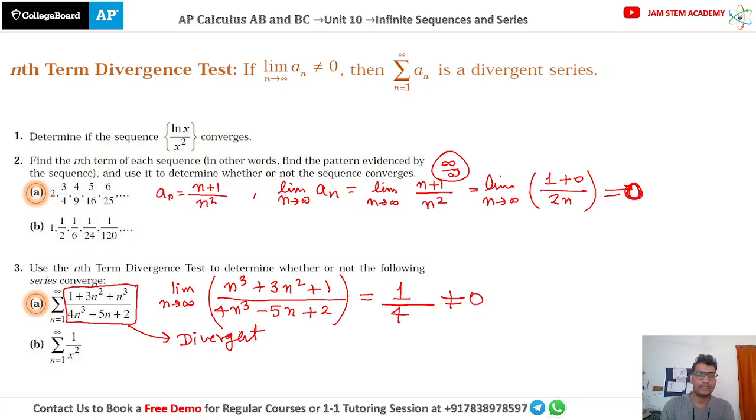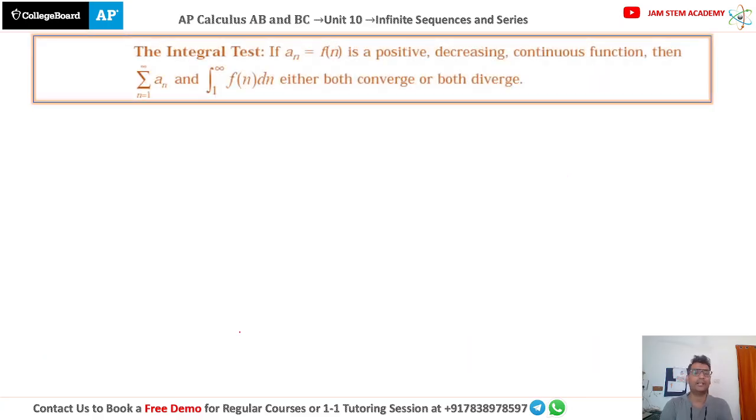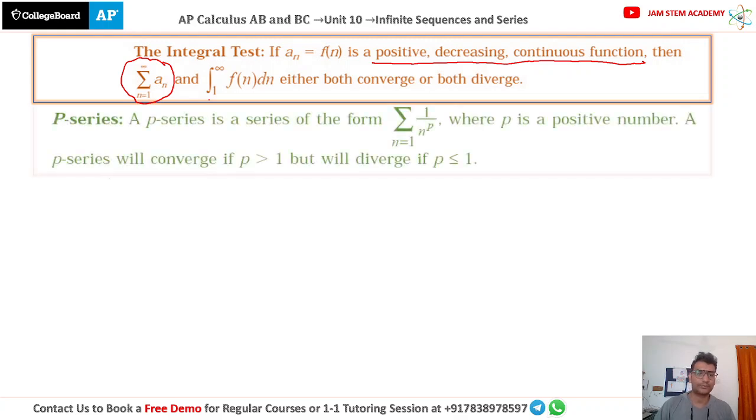Okay, so let's look at some other tests, like the integral test. For the integral test, there is a condition: your function must be positive, decreasing, and continuous. If you have a function which is all positive, decreasing, as well as continuous, then the series from 1 to infinity of a_n gives you the same result as the integral from 1 to infinity of f(n) dn. If the first one converges, the second converges; if the first one diverges, the second diverges. Both behave the same.